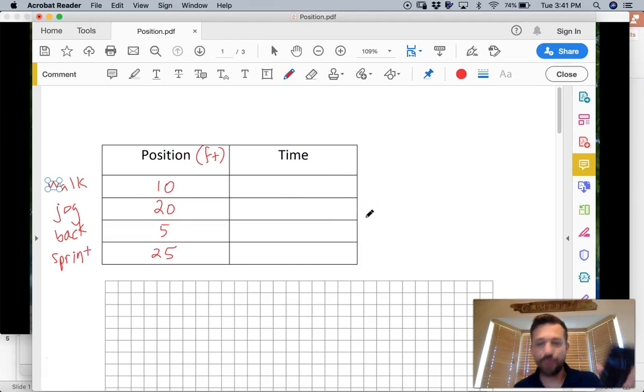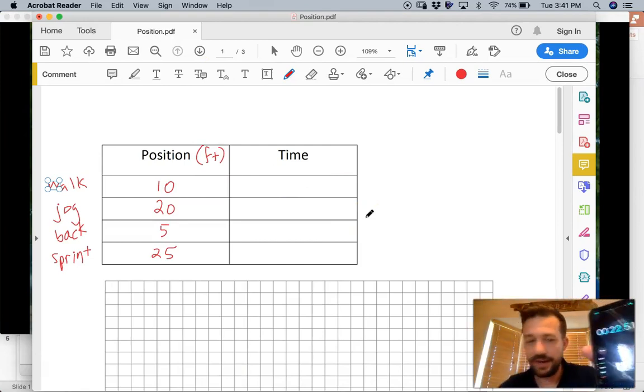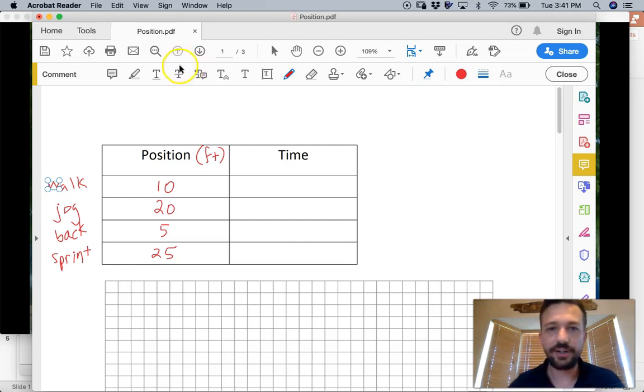Now, let's write all this stuff in. I got it all right here. Okay, so the first 10 feet, that took that dude 7.7 seconds to walk 10 feet. And then the next part where he jogged, it took an extra 2.8.